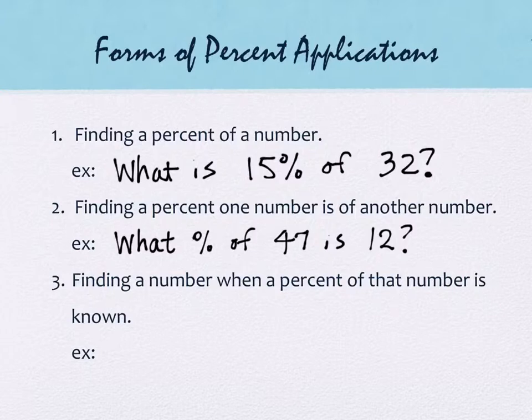The third way is finding a number when a percent of that number is known. So this is an example of that one. 13 is 45% of what number?